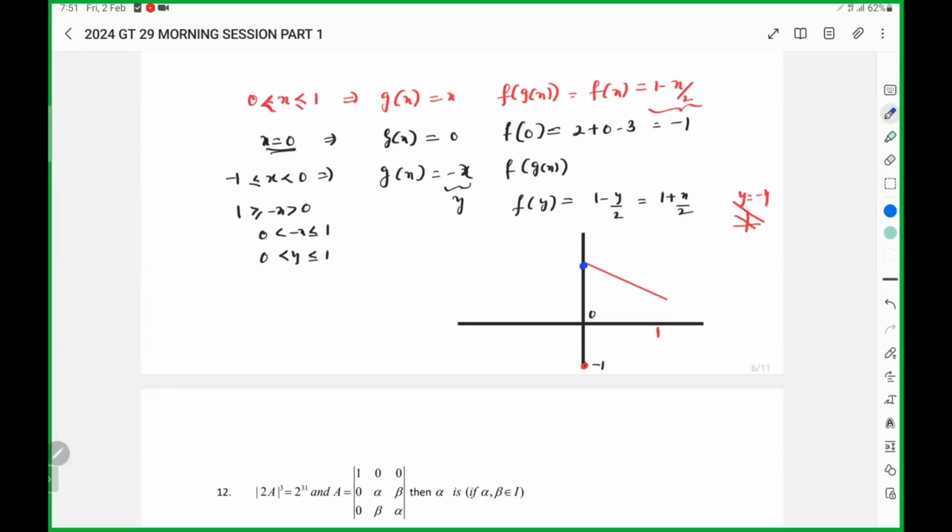And between minus 1 and 0, the function is 1 plus x by 2. y equal to x is this. 1 plus x by 2 will be like this. Excluding 0. At 0, we are leaving some gap. At 0, maximum is 1. At 1, we get half. The range will be half to 1, excluding, how much? Minus 1.